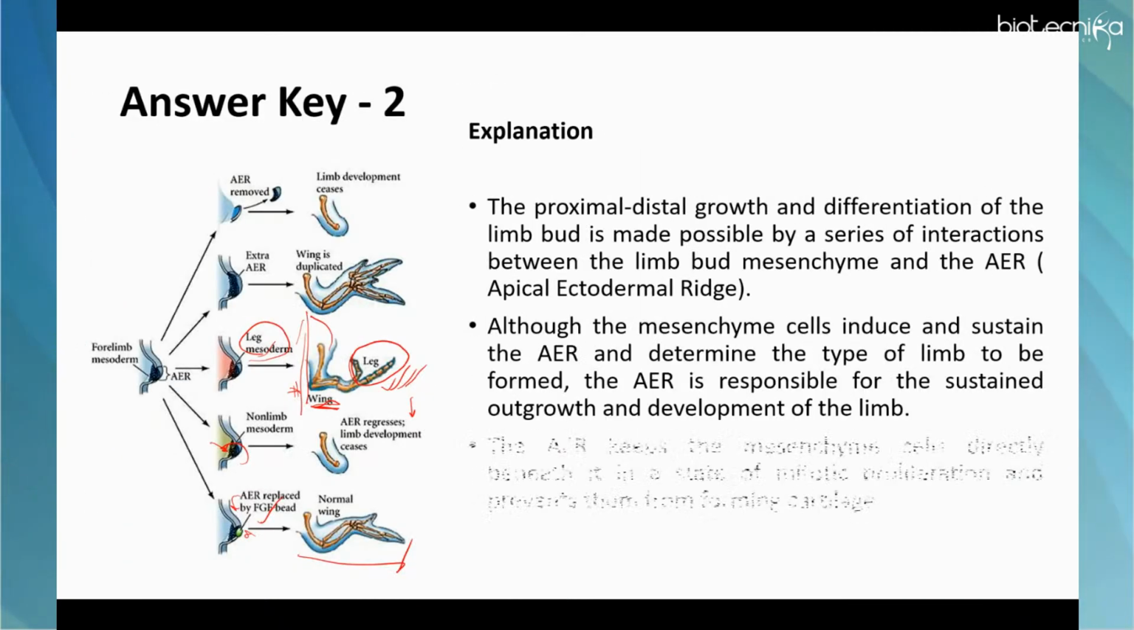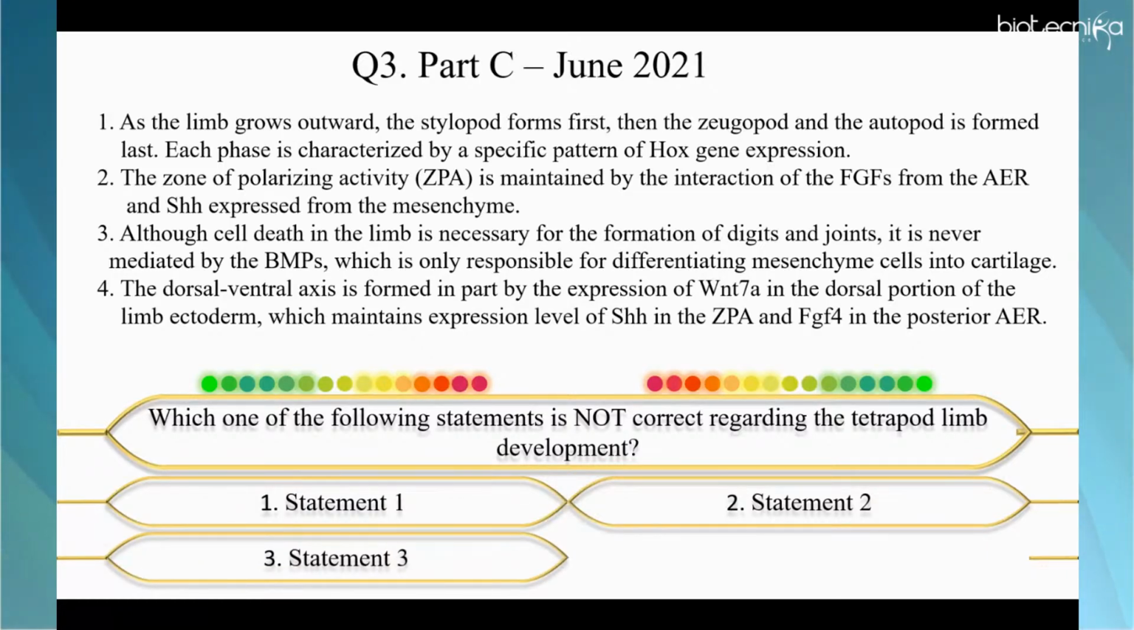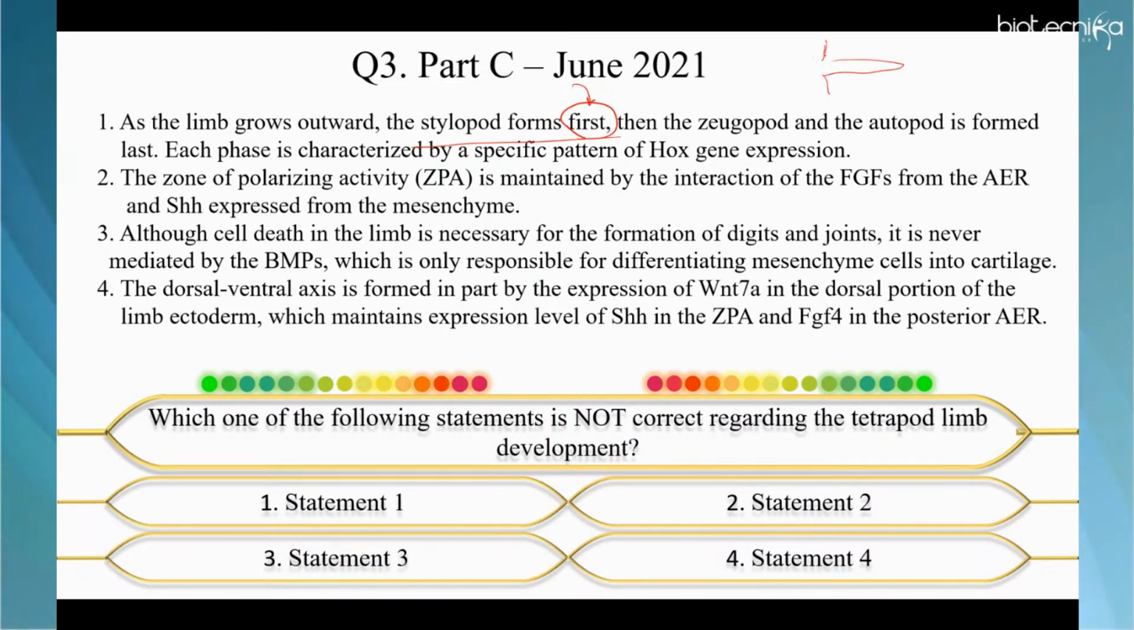All right. Next is another question on limb development, but this is a little bit more detailed one. As the limb grows outward, there are three regions of the limb, as you would know: zeugopod, stylopod, and autopod. And you should know which area is where. For example, from the shoulder area till the elbow, then from elbow to the wrist area, and then the finger area. You should know which region is which to solve this question, because you know that the limb always extends in a proximal to distal direction from the body.